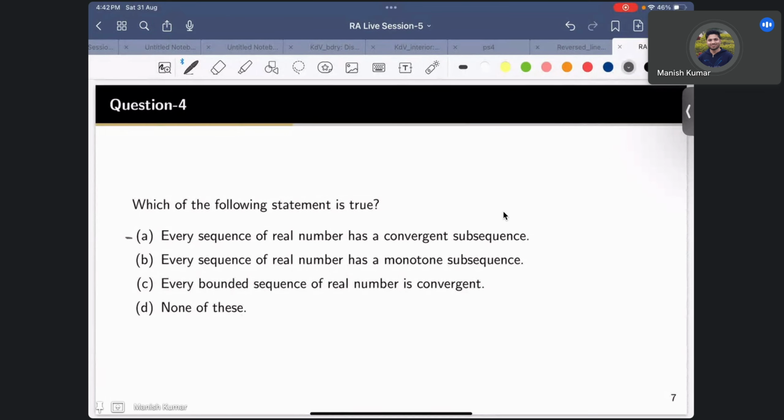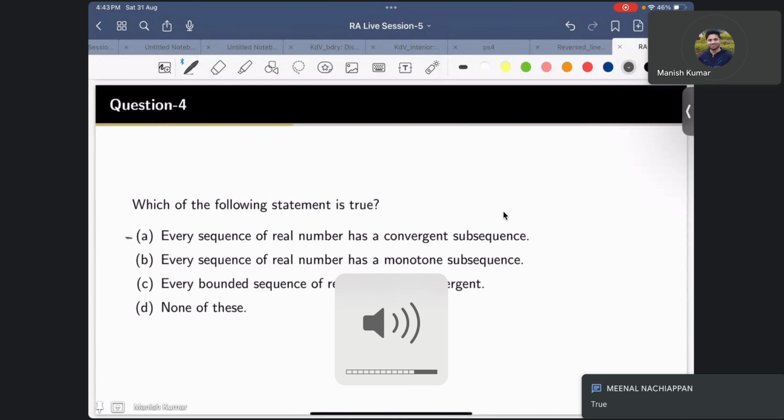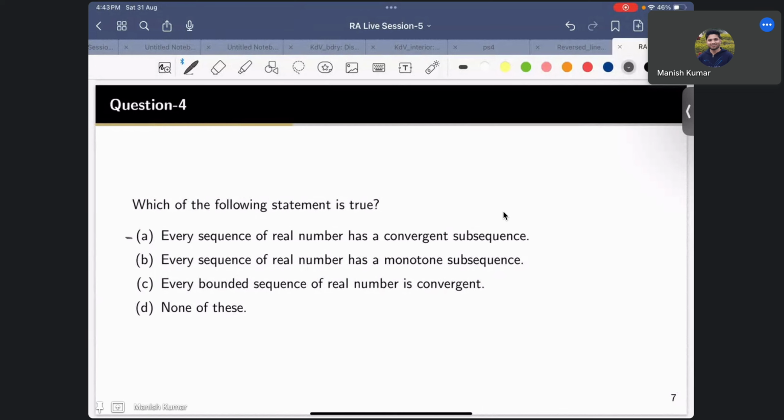Is the first statement true or false? True, sir. It is false, you are saying? Be confident, you don't have to worry. What do you feel? Answer. A is false. You are also saying true? Sir, B is true. Okay, that's fine.